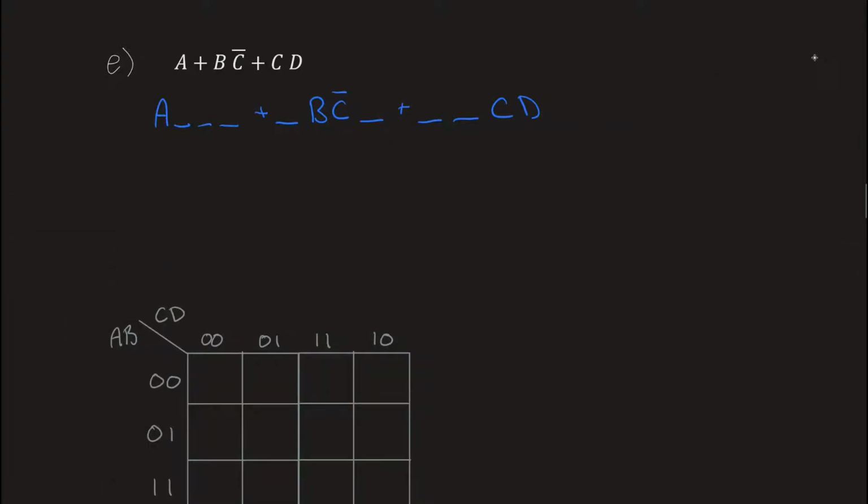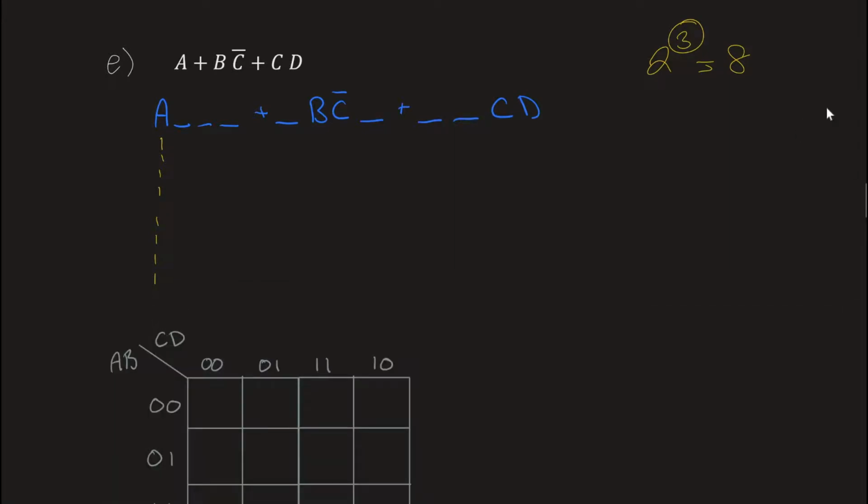So in the first case, we are missing 3 variables, which means there's 8 combinations that are missing. For all 8, A has to be a 1. And then remember, these are going to be every other possible combination. So it's just like filling out a truth table.